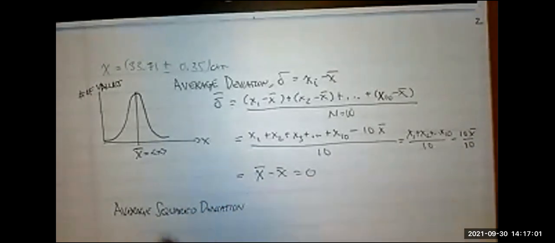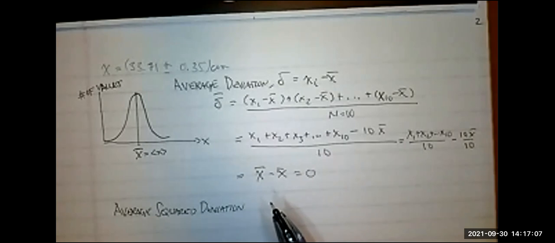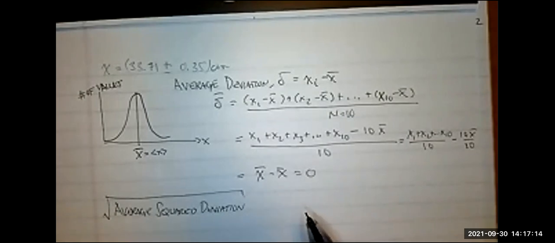But of course, there's a problem with that, because if we square the deviations, then we're going to have the units be centimeters squared. And we want something with the same units as the quantity. So maybe we'll take the square root of the average square deviation. That sounds like a more reasonable choice.